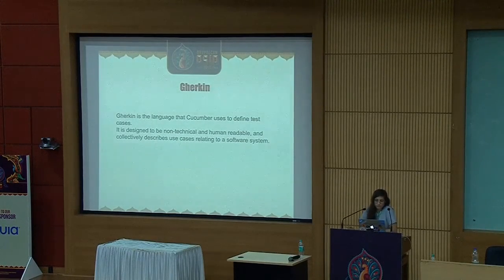Now let's get back to Gherkin, because that is what is going to be written in your feature files. So Gherkin is basically the language that Cucumber, that's another tool, uses. Gherkin was developed so that non-technical users can actually understand what's being done, because this is very normal English language, so they can relate to it and understand what's required.